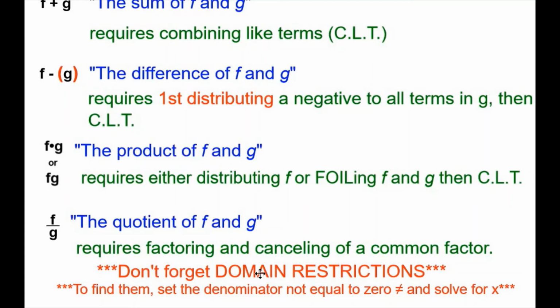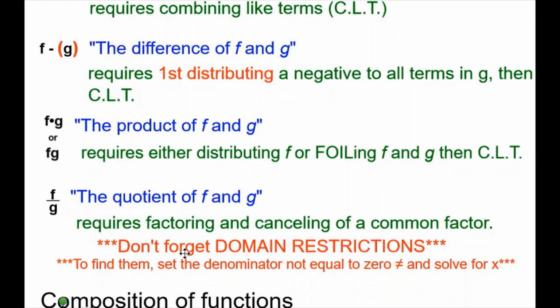Now in algebra, this is going to create something called a domain restriction because denominators cannot equal 0. And you find them by setting the denominator not equal to 0 and solving for x. And I will refer back to this when we see it in the examples.